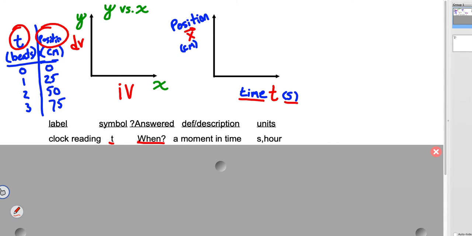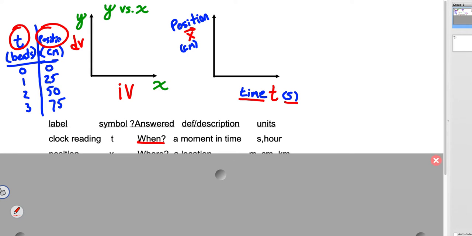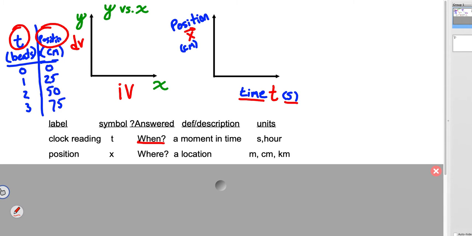It tells us when, and it's a moment in time, an instant in time. It can be measured in seconds, hours, or other units of time. Position, the symbol for position is an x with a vector over it. It tells us where something is, or the location of an item or an object. It can be measured in meters or centimeters, or other measurements of distance.